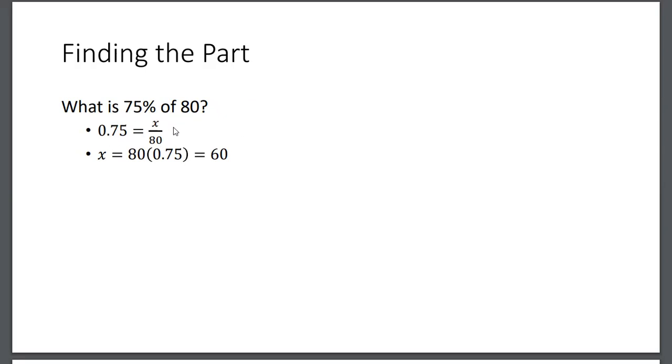This equation is an example of a proportion. This 0.75 can be written over 1. We have two ratios equal, and you can cross multiply whenever you have that kind of proportion set up. So that means X times 1, which is X, is equal to 80 times 0.75. You multiply that out on the calculator and you get 60 as the answer here for the part.